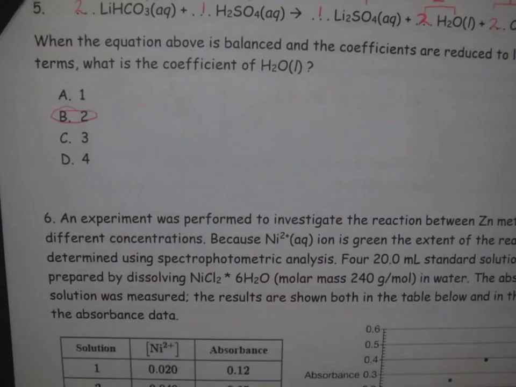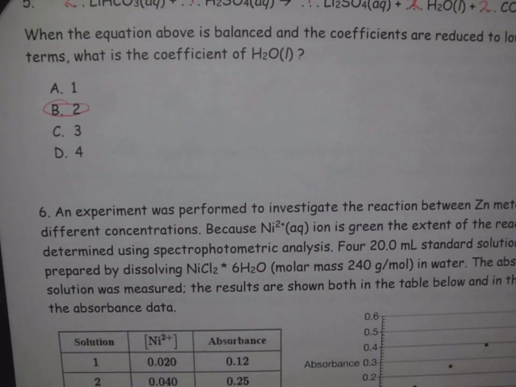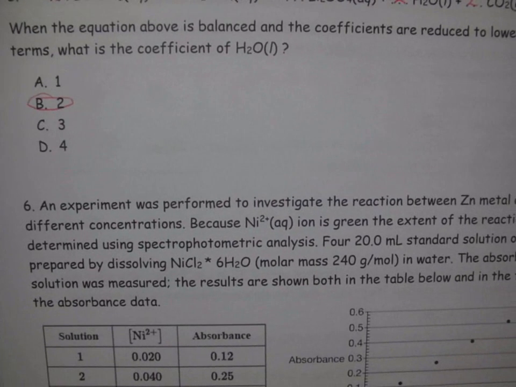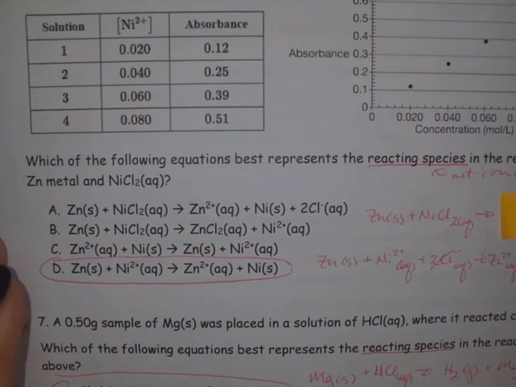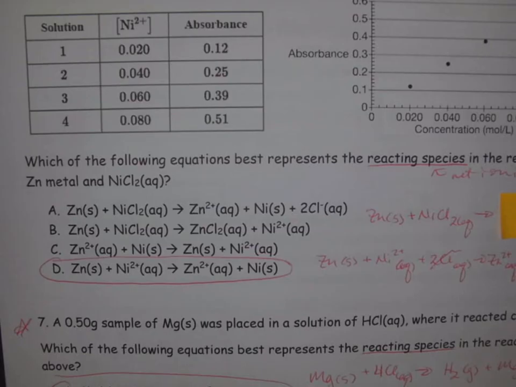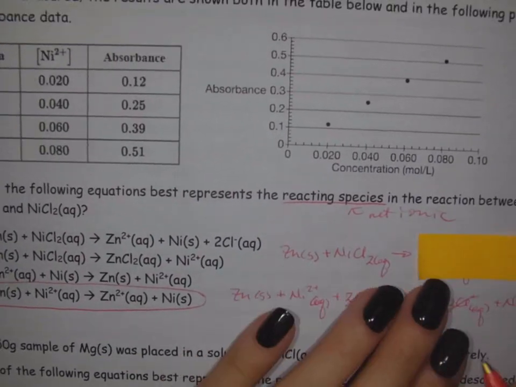Okay, similar idea. I need to provide you with a little more information. Look at number 6. So in number 6, again, it's asking for the reacting species. It's saying, which of the following equations best represents the reacting species in the reaction between zinc metal and nickel chloride aqueous. So this is what I'm going to tell you.